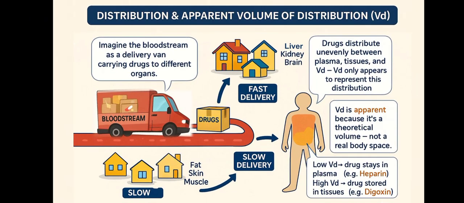Imagine the bloodstream as a delivery van that carries packages, that is drugs, to different houses, that is organs. Some organs, such as the liver, kidneys, and brain, receive the drug quickly because they have a rich blood supply, while others, like fat, skin, or muscle, receive it more slowly. A portion of the drug remains in the blood, plasma, while the rest is delivered to various tissues. This overall process is known as distribution.